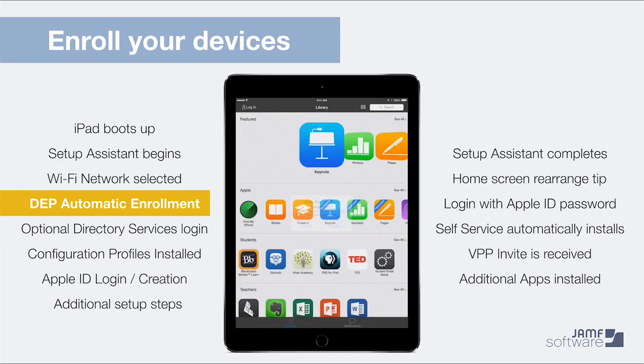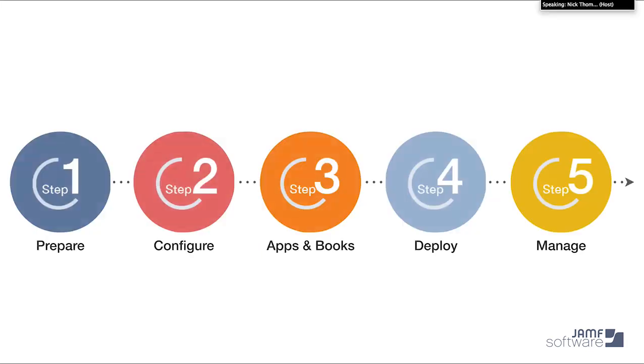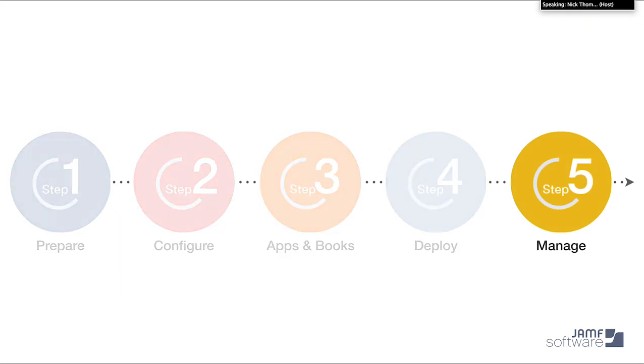Now, in case you can't do automatic enrollment via DEP, or if just something goes wrong, you can always manually enroll these. This is known as user-initiated enrollment inside of the JSS. This can be done by navigating to your unique enrollment URL and following some basic steps. The MDM profile is downloaded as normal and enrolls the iPad. It then applies all the configuration profiles and apps that you would have done in the DEP enrollment. So, congratulations. At this point, we have successfully deployed iPads.